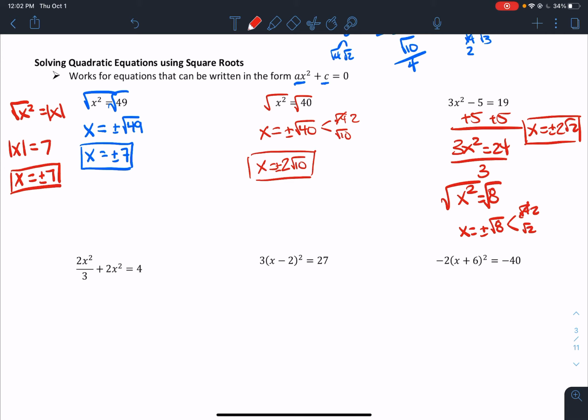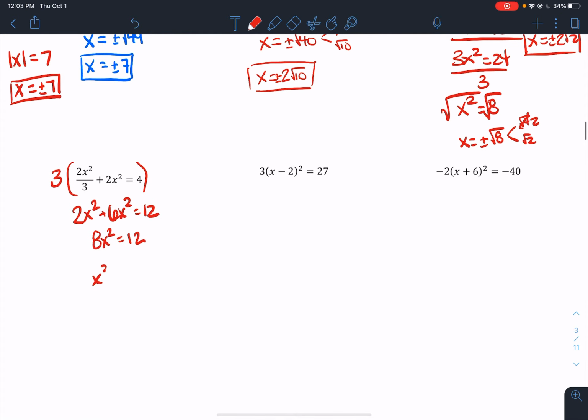All right. In this example right here, I have 2x squared over 3 plus 2x squared equals 4. I'm going to start by multiplying the whole equation by 3 to clear the fraction. So 2x squared plus 6x squared equals 12. Those strategies from Algebra 1 still work. 8x squared equals 12. I'm going to divide both sides by 8. So x squared equals 12 over 8.